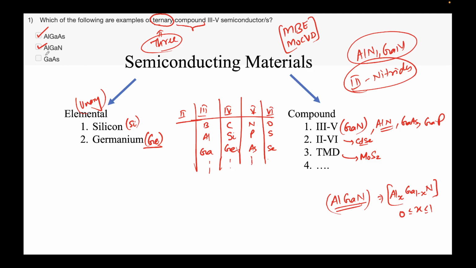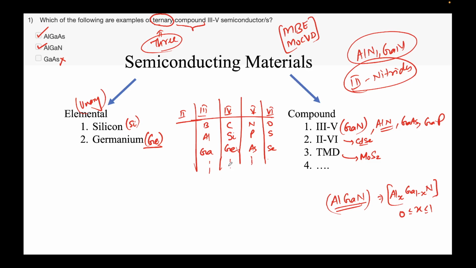Is it a compound? Yes, it's a compound. Gallium arsenide is made of 2 elements. Is it 3-5? Yes, it's 3-5 because gallium is group 3 and arsenic is group 5, but it's not ternary, it's binary. So this is not correct. In this case I can write that it will have only 2 options.